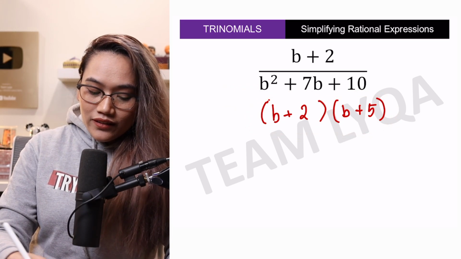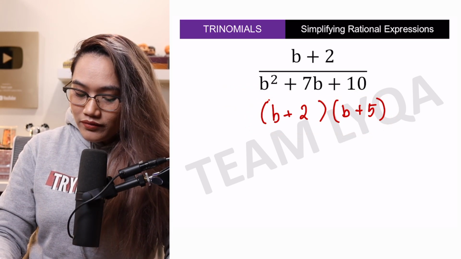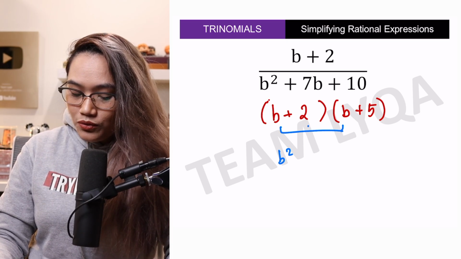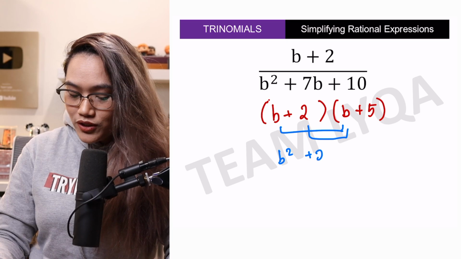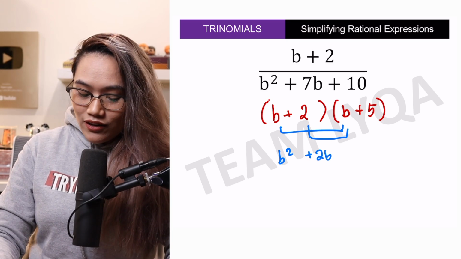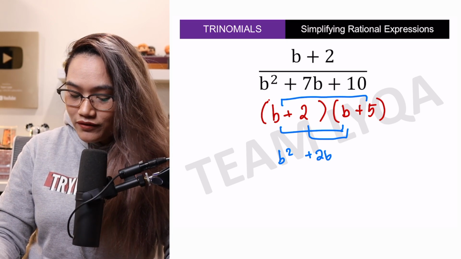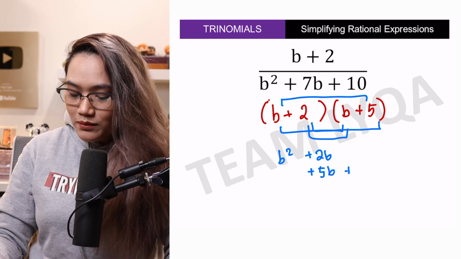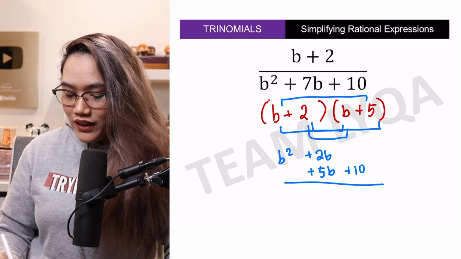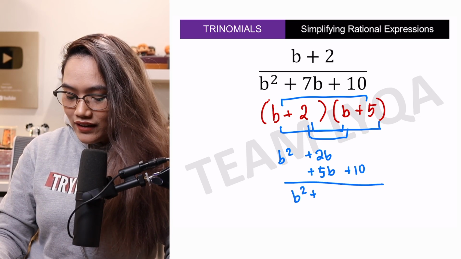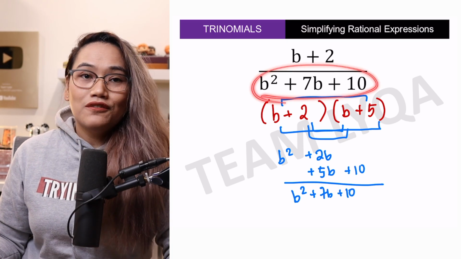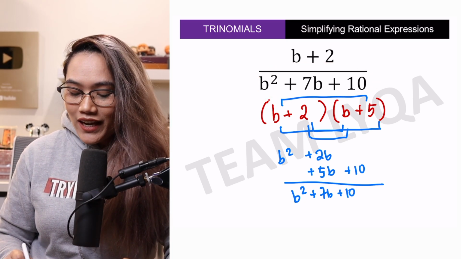And if we solve it using the FOIL method, b and b is b squared, 2b is plus 2b, tapos na tayo sa inside, outside naman, b times 5, that is positive 5b. And then yung last will be 2 times 5 is positive 10. Na kung makikita ninyo, lalabas na yung original na trinomial dun sa given. So, ibig sabihin nun, tama tayo dito.